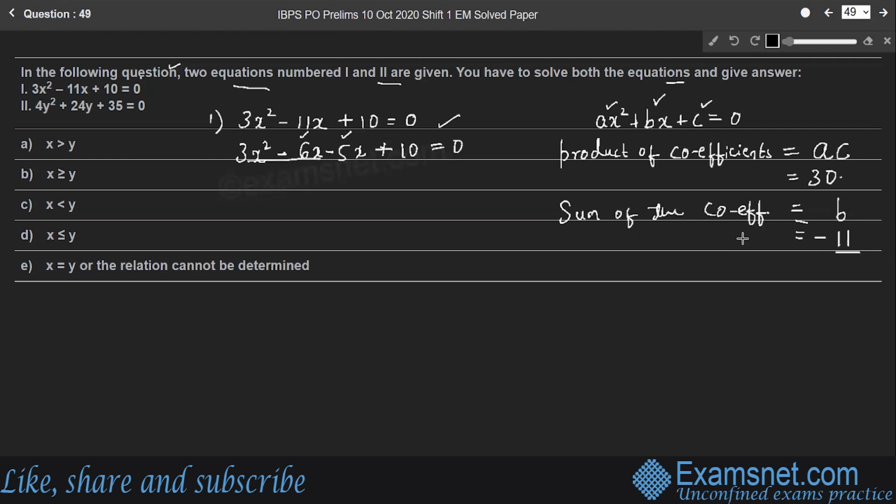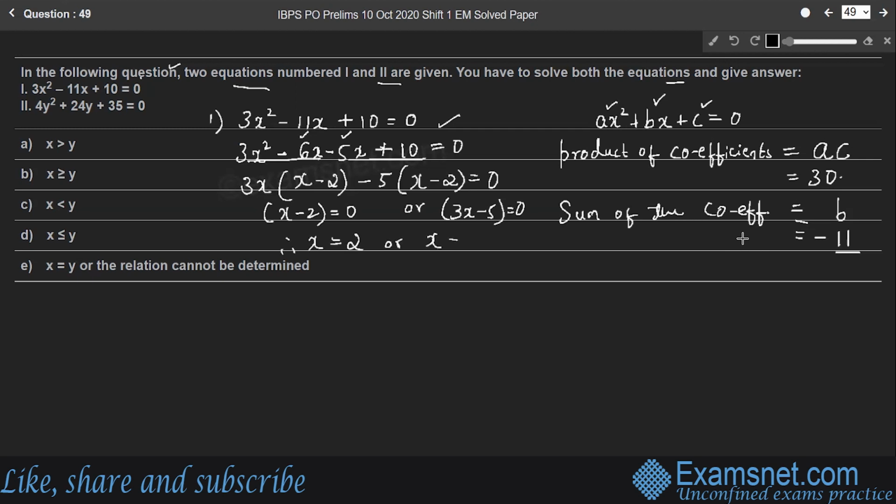Here in the first two terms, 3x is common. So the remaining term is x minus 2. In the last two terms, minus 5 is common. The remaining term is x minus 2 is equal to 0. Therefore, x minus 2 is equal to 0 or 3x minus 5 is 0. So we have two values for x. x is plus 2 or x is 5 by 3.